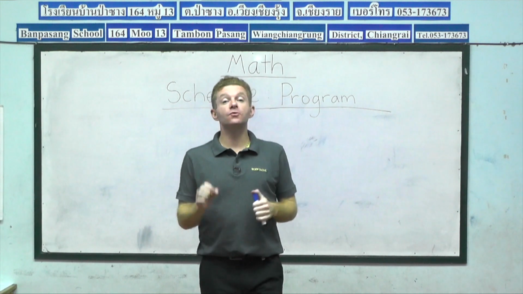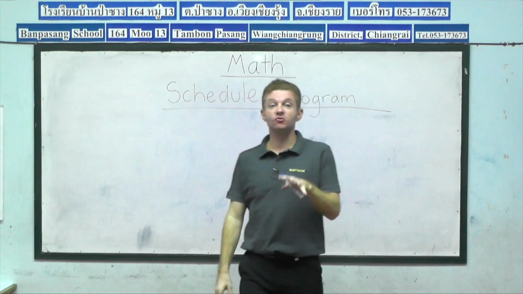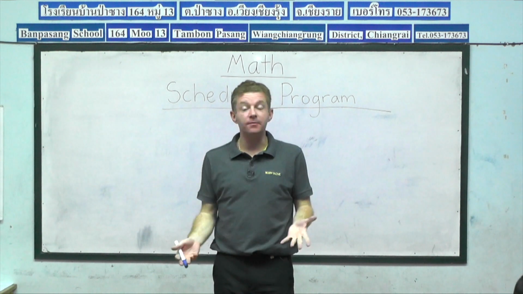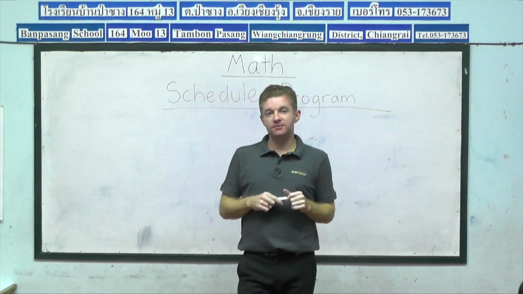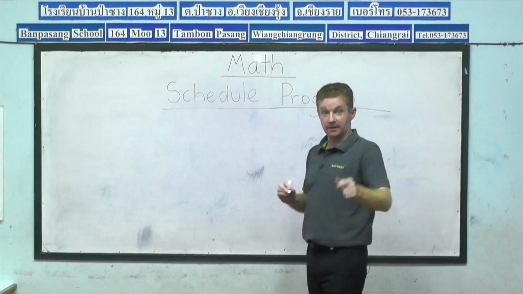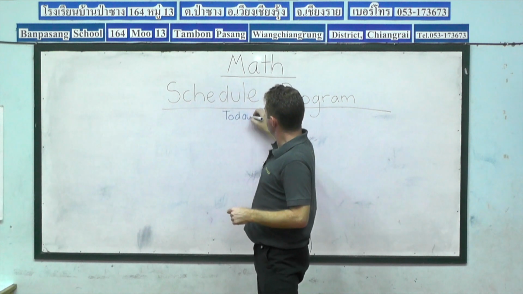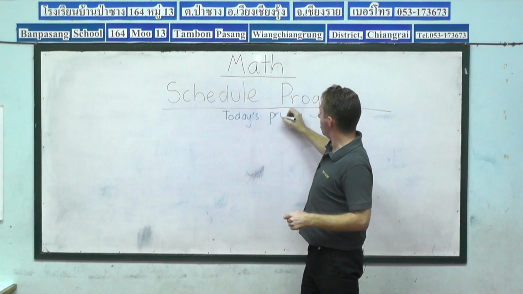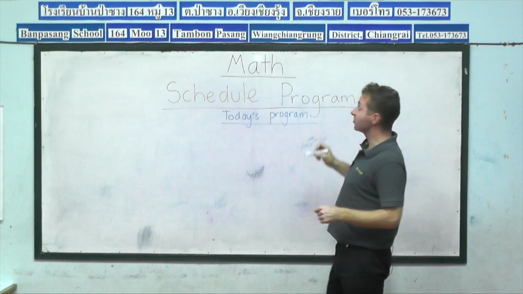So what we're going to do now is I'm going to do a board exercise with the help of my students to show how we can do a daily program. And what that means is the program of the events that we're going to do throughout today. So the first thing we need to do is give our scheduled program a title. And that will be Today's Program. P-R-O-G-R-A-M. So all together, guys, today's program.